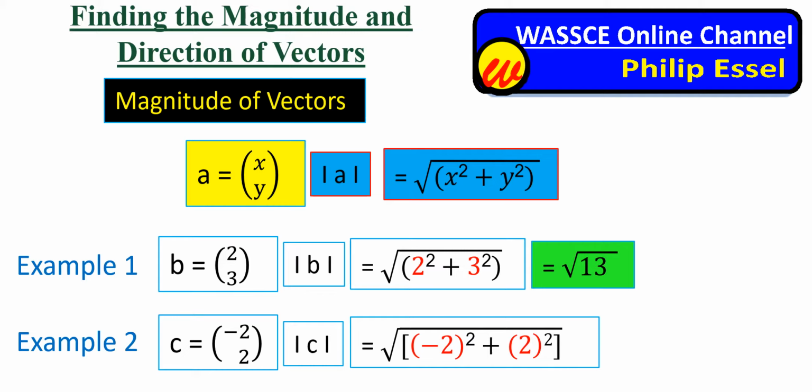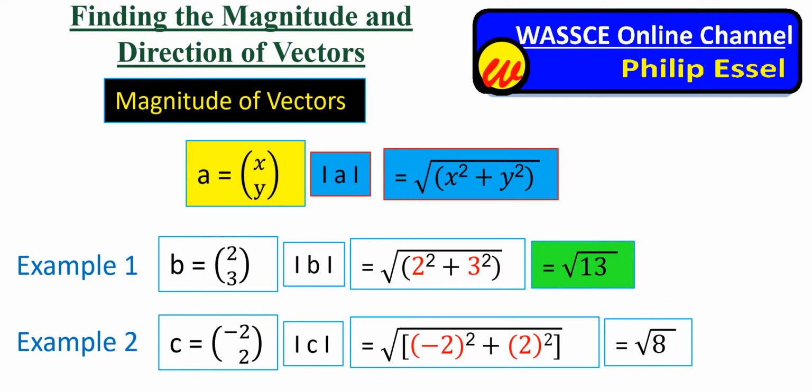Let's note that the x component of the vector c is -2. So we would have to square the whole of the -2. We will not only square the 2, but the whole of the -2. That is why you have the -2 in brackets squared. When you solve what is in the bracket, you would get 8. So therefore we would get square root of 8.